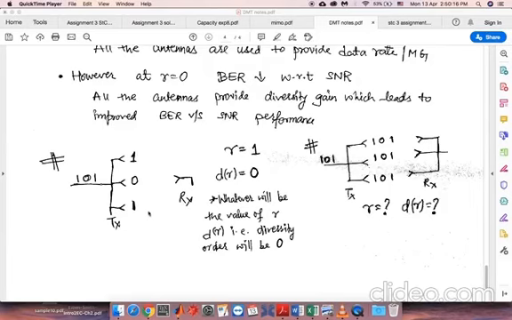So think about it. Why is the diversity order 0? Using the previous examples, try to solve this particular example, where the 3 cross 3 system transmits 101: first time interval 11, second time interval 00, and third time interval again 11 across all the transmit antennas.